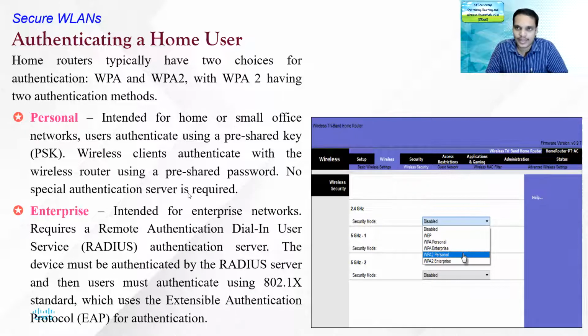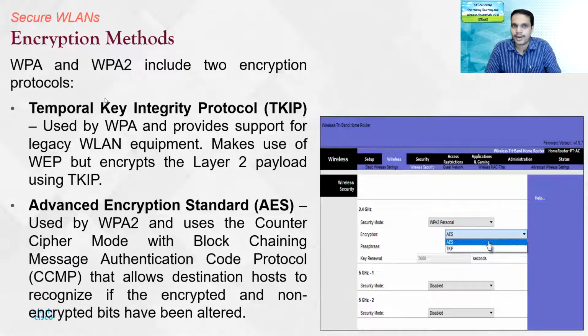Whereas if you go for an Enterprise kind of thing, a Remote Authentication Dial-In User Service, also called a RADIUS authentication server, is required. Here, the device must be authenticated by the RADIUS server, and then users must authenticate using the 802.1X standard. This uses the Extensible Authentication Protocol, EAP, for authentication. You can see here WPA and WPA2 include two encryption protocols. The first one is TKIP, Temporal Key Integrity Protocol, and the other one is the Advanced Encryption Standard.